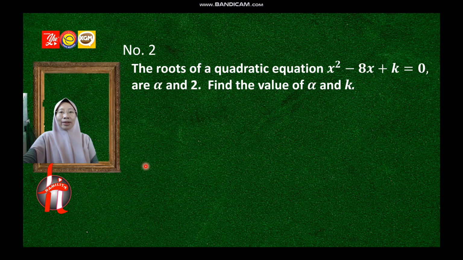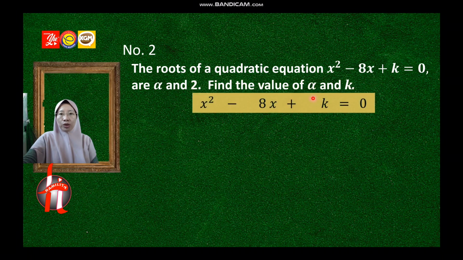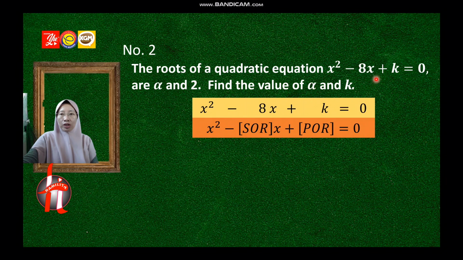See example number 2. We are given that the roots of the quadratic equation x squared minus 8x plus k equals to 0 are alpha and 2. So alpha and 2 are the roots of this equation. Find the value of alpha and k. What must we do? First, just write down the equation given.